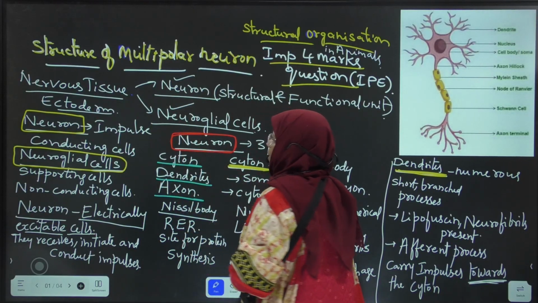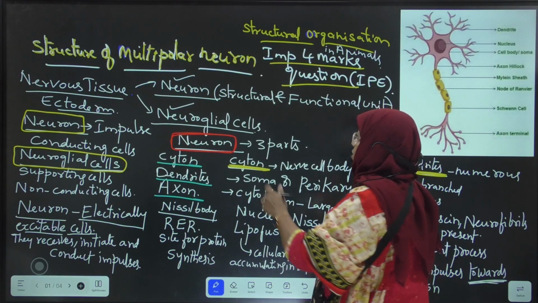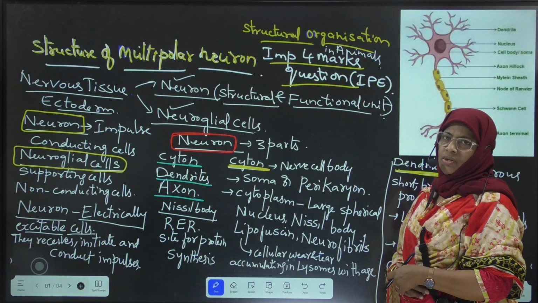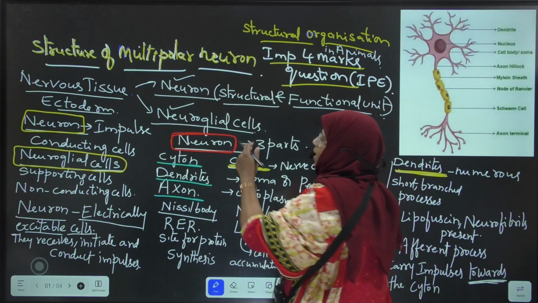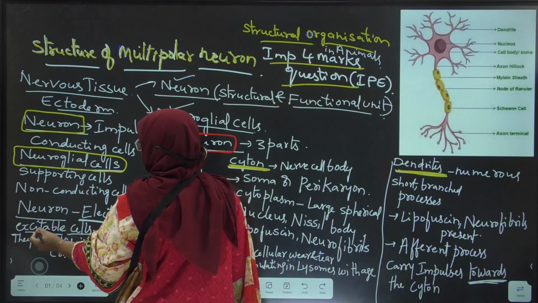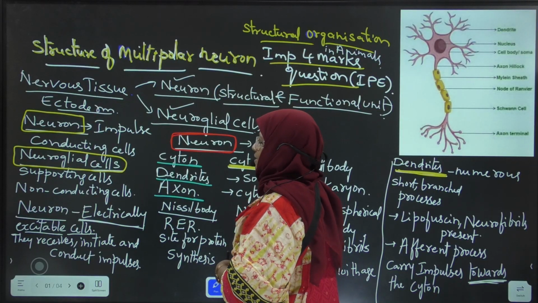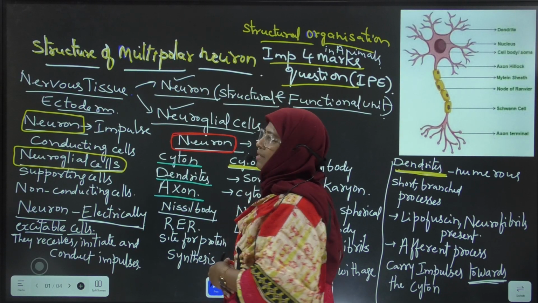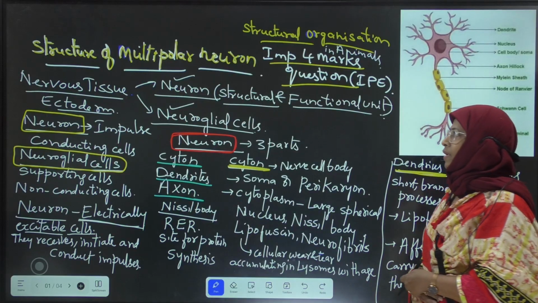Next, what is a neuron? Neurons are otherwise called nerve cells. These neurons are the structural and functional units of the nervous tissue. They are electrically excitable cells. Neurons receive, initiate and conduct impulses from one neuron to another neuron. Impulses means information. They are derived from ectoderm.